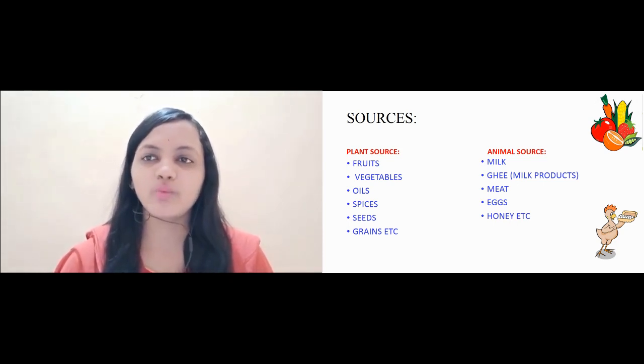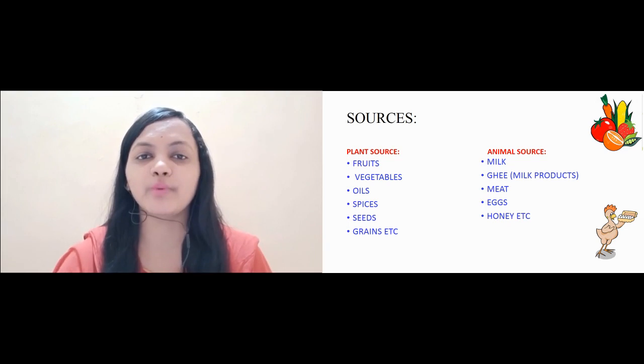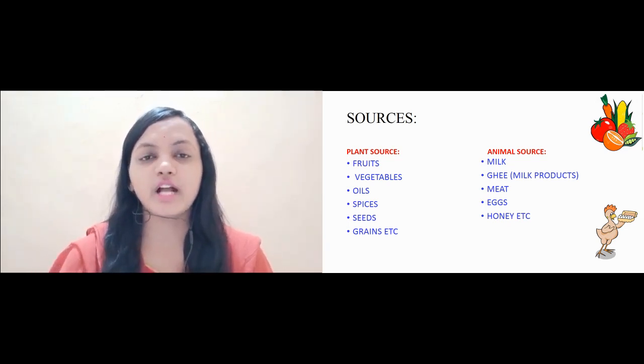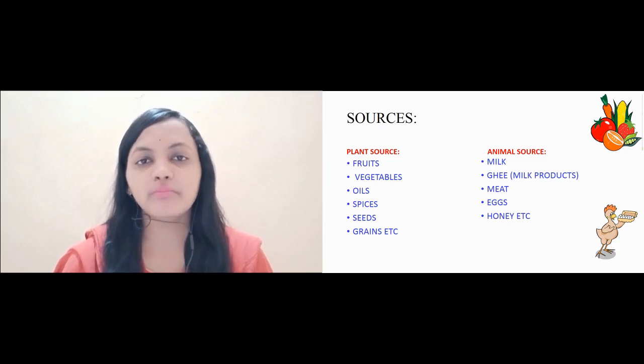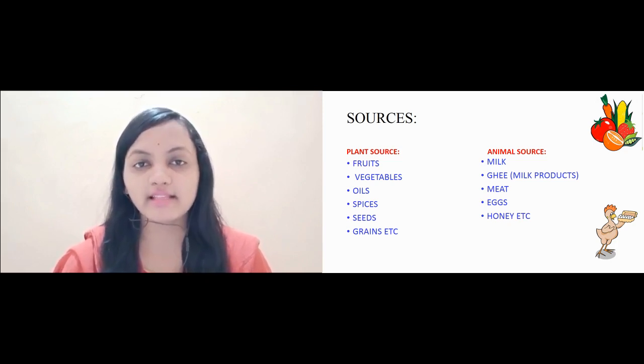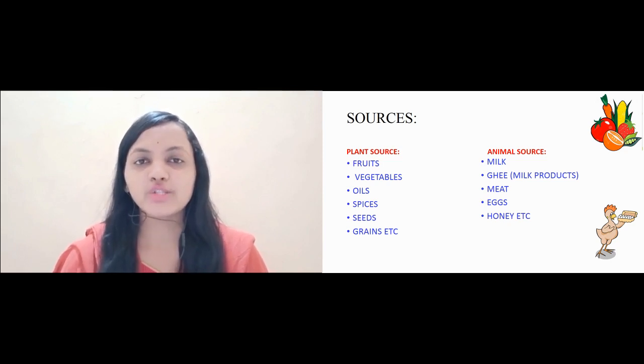Next is the animal source. What is animal source? The food substances which are obtained from animals are called animal sources of food. What are animal sources of food? The very first are meat, milk, and honey. You get eggs from animals. So children, there are two categories of food sources: plant origin, which are also called plant food sources, and the second one is animal food sources.